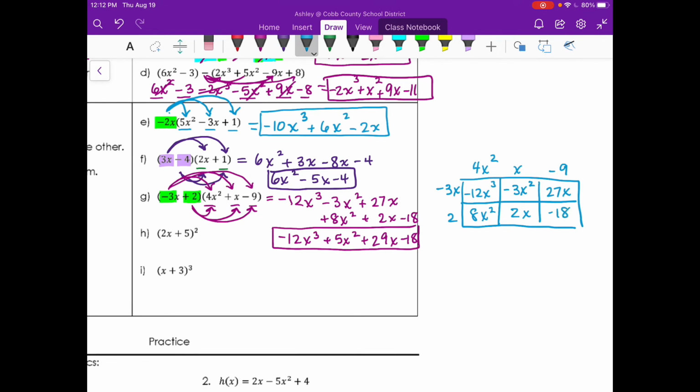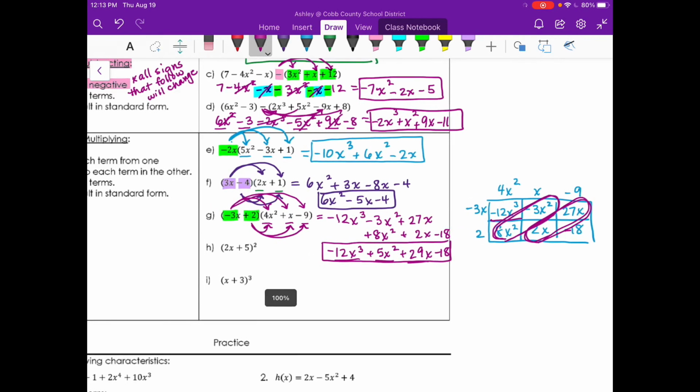So you see I have all of the same terms. They're just written in a different way. Oftentimes this is kind of nice because your like terms, not always, but often, will kind of line up diagonally in this way. So you see I have the same first term, 12x to the third, that I had here. And when I combine 8 and negative 3x squared, I get the same 5x squared. 27 plus 2 gives me the same 29x, and then my negative 18 at the end. So you can do it that way if you like the structure of it, and some students do.